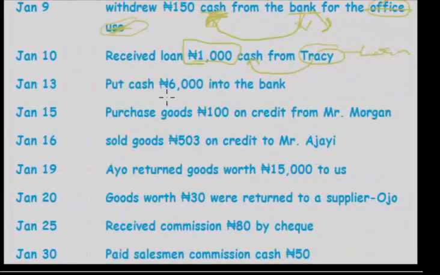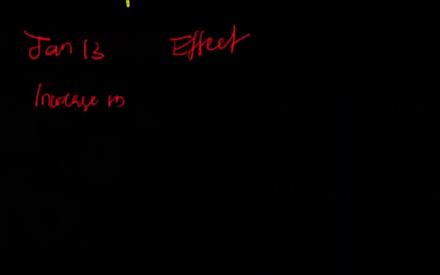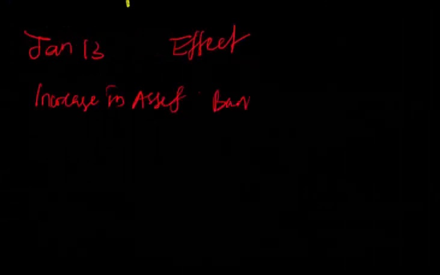January 13th. What happened? Put cash 6,000 naira into the bank. So the two accounts involved here are cash account and bank account. Put 6,000 naira cash into the bank. So bank is receiving and cash is given. So the effect. So there will be an increase in assets. And this increase will be the bank account because cash put into bank.